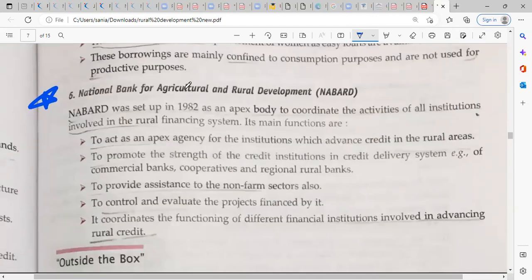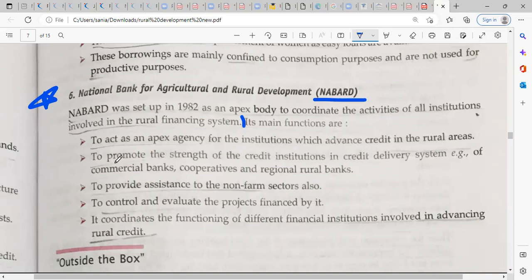National Bank of Agriculture and Rural Development, NABARD. So over here, sometimes you can get a question like write a note on NABARD. So you should remember, first of all, what is the full form of NABARD? Ma'am, National Bank for Agriculture and Rural Development. NABARD was set up in 1982 as an apex body to coordinate the activities of all institutions involved in rural financing system.